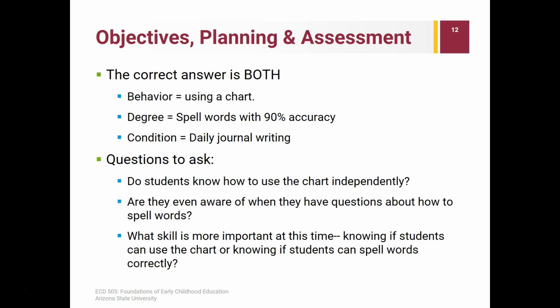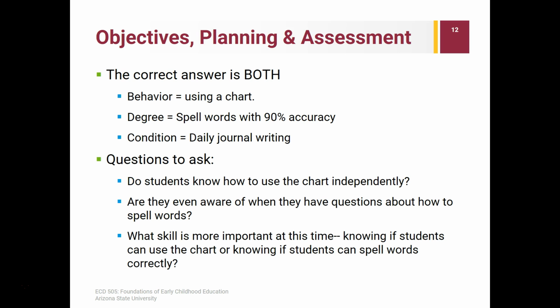As the objective stated, the behavior is using the chart. This behavior is found within the conditions of daily journal writing, and we are measuring the outcome by the student spelling words with 90% accuracy. So the components of an objective work together to describe the learning conditions and outcomes. Teachers then use these objectives to plan lessons.